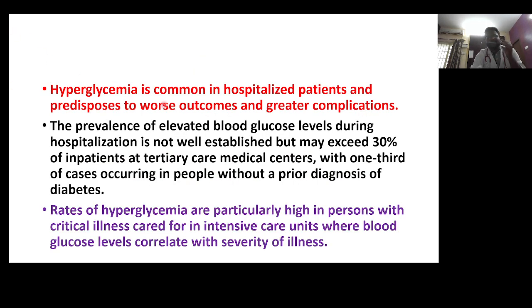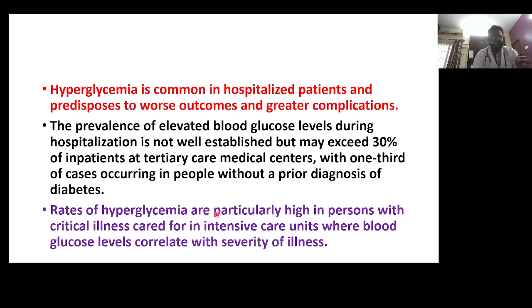As we know, hyperglycemia is common in hospitalized patients and it predisposes to worse outcomes and greater complications. The prevalence of elevated blood glucose levels during hospitalization is not well established, but it may exceed 30% of inpatients at tertiary care medical centers, with 1/3 of cases occurring in people without a prior diagnosis of diabetes.